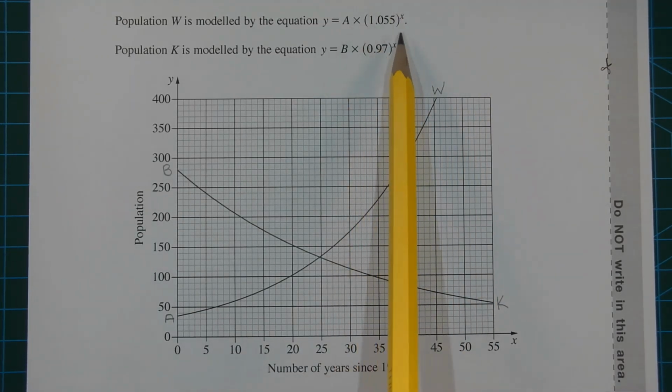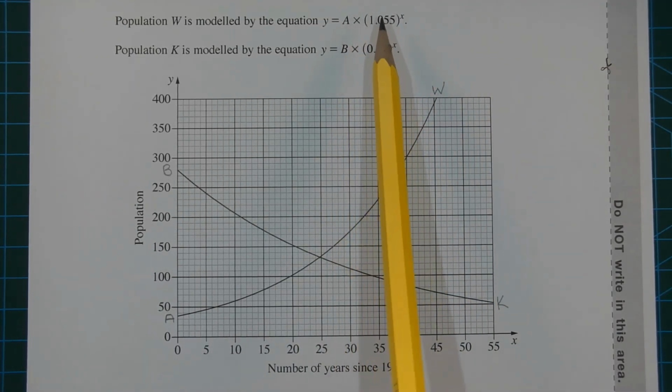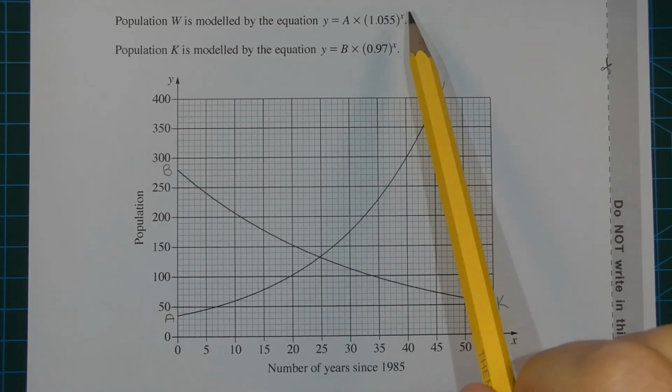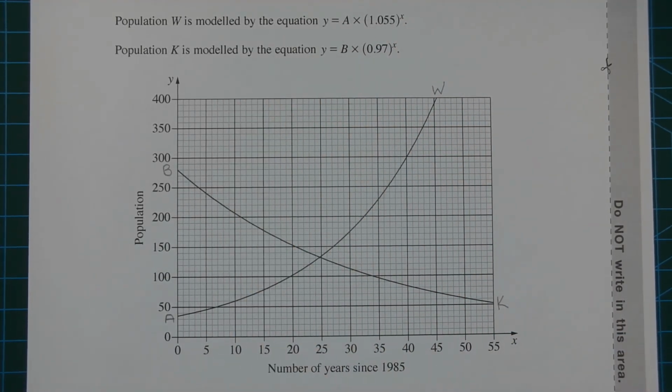Notice that the base is greater than 1. What that means, as x gets larger, y will get larger. So population W is increasing as time goes on. And it's modelled by this curve here on the graph, and I've labelled it here with a W.